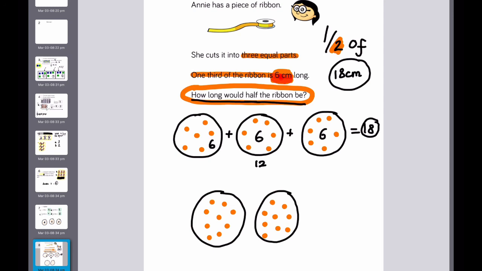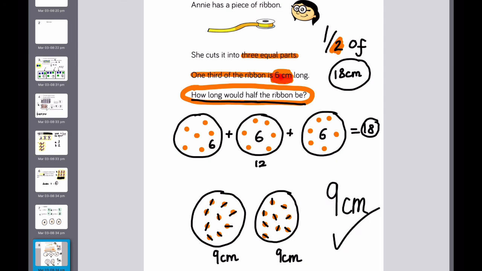Let's see how many centimetres are in each half. 1, 2, 3, 4, 5, 6, 7, 8, 9 centimetres. So how long would half a ribbon be? 9 centimetres. Well done, year 2.